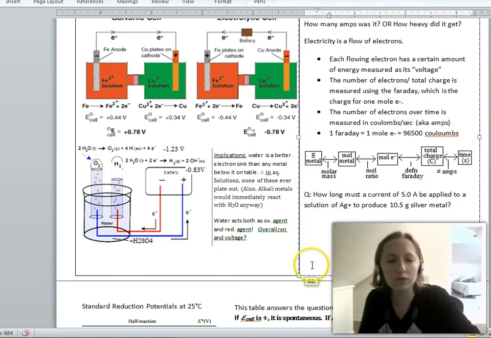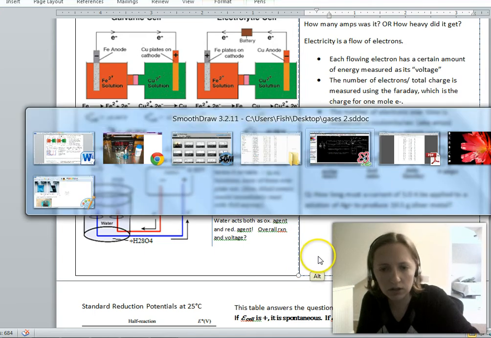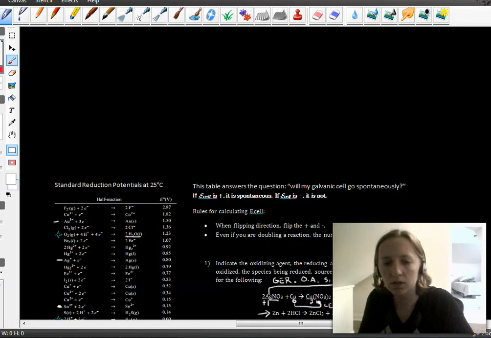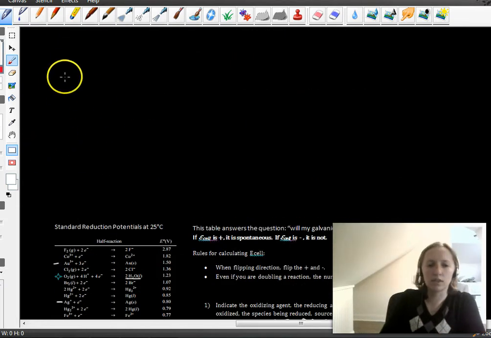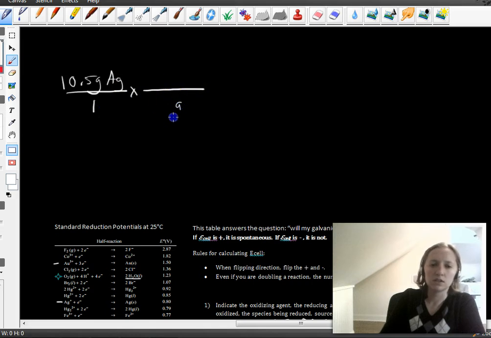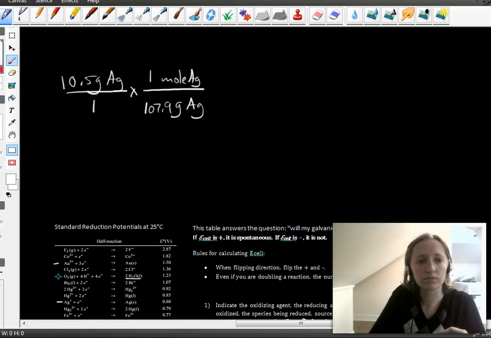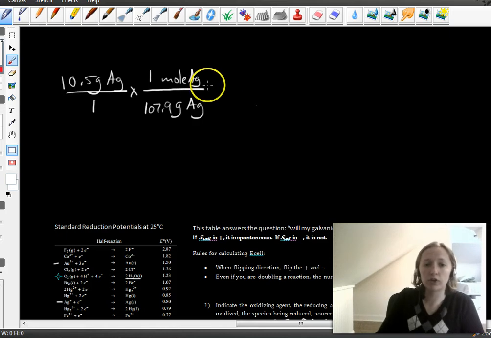All right, let's flip over to the black pen screen. Here, it's up here. All right, so we're starting with 10.5 grams of silver. One thing I know about silver is its molar mass. There's 1 mole of silver in 107.9 grams of silver, I think. Let me go check. Yep, that's it. 107.9 grams of silver per mole.